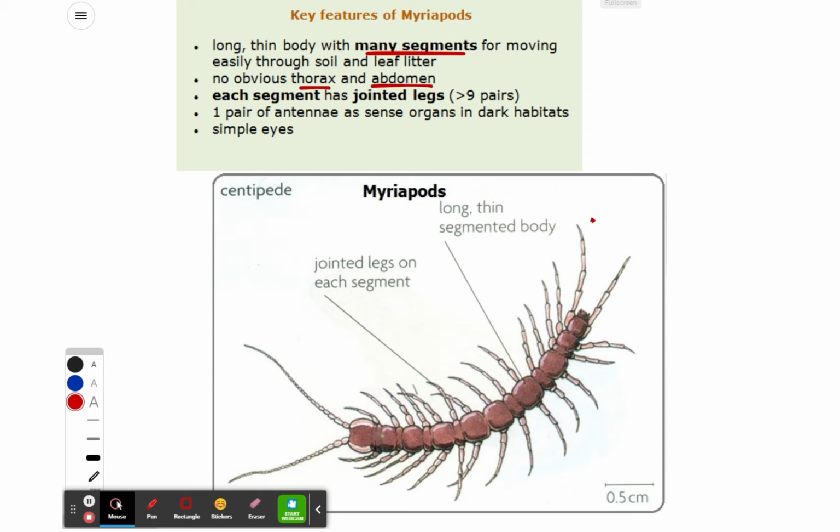Each segment has jointed legs. They have more than 9 pairs of legs. Can you just imagine? And just 1 pair of antennae as sense organs in dark habitats. They also have simple eyes. Many segments means this is 1 segment, and then this is second, and then the third one, fourth one. So small building blocks come together. Why is it there? So that they could move easily through soil. They have no obvious thorax and abdomen.